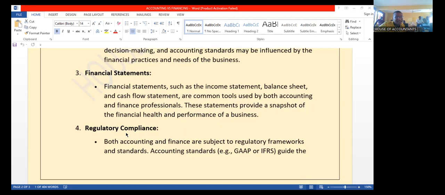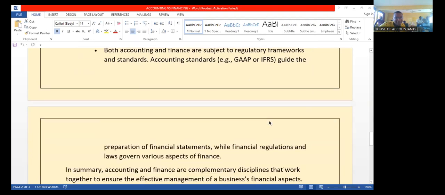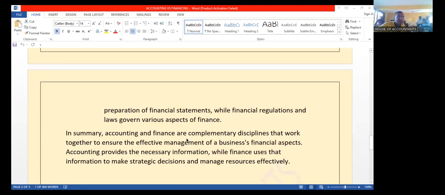Then we also look at regulatory compliance. Both accounting and finance are subject to regulatory frameworks and standards. Accounting standards, GAAP or IFRS, guide the preparation of financial statements, while financial regulations and laws govern various aspects of finance, like our CBN and the like. So they also guide the other aspect of it.